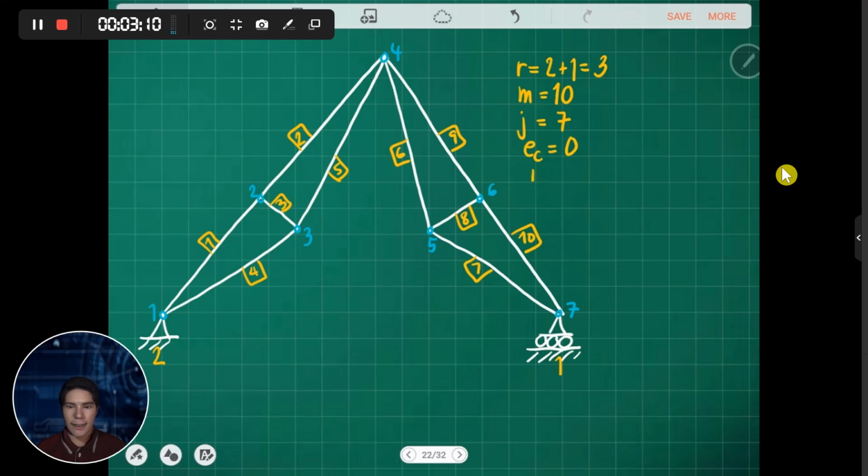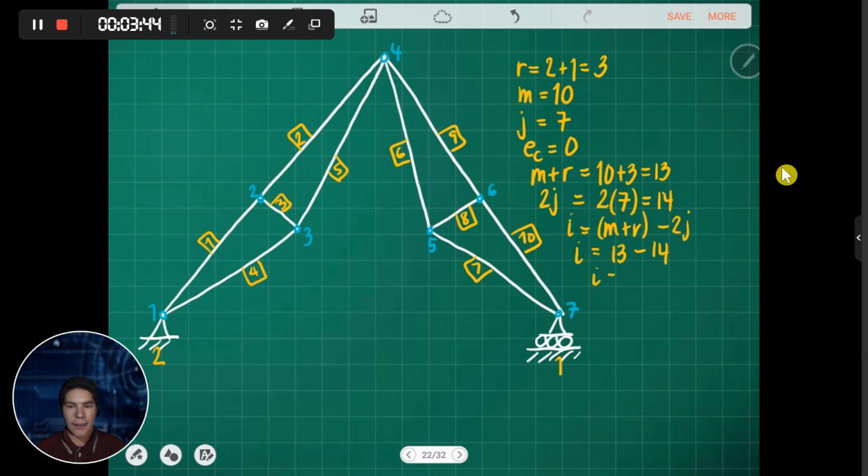Okay, so we compute the number of unknowns, that is m plus r. So we have 10, and then the reactions, we have 3. So a total of 13. And then the number of equations is just 2 times joints. So we have 2 times 7, so we have 14. So the degree of indeterminacy is just m plus r minus 2 joints. So we have 13 minus 14. So therefore we have negative 1. This is less than 0. Therefore this is unstable.